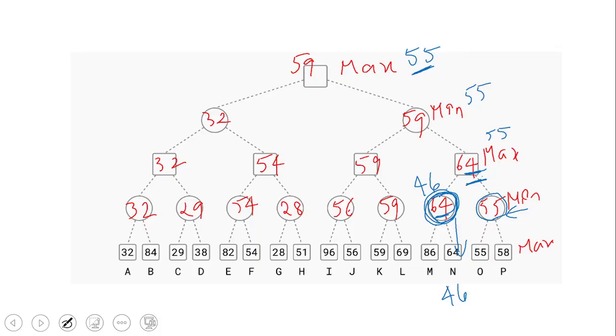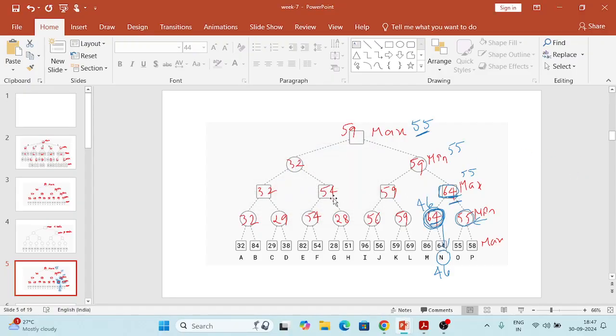Okay, so then what is the node connected to the 64? N is the node connected to that particular. If I change the node N, if it is less than 55, then minimum among these two, then maximum at this particular place selects 55, and then this 55 will go back to the root node. So the node which has to be changed is the N.